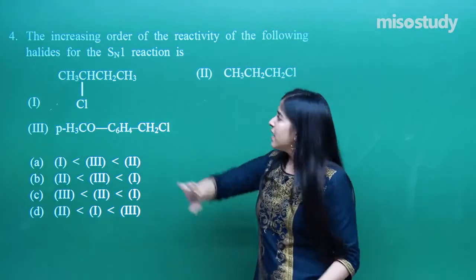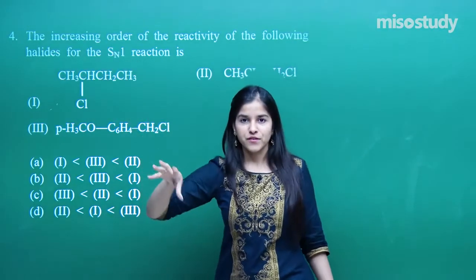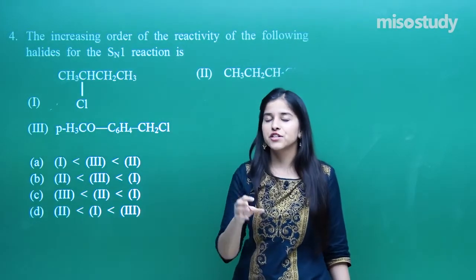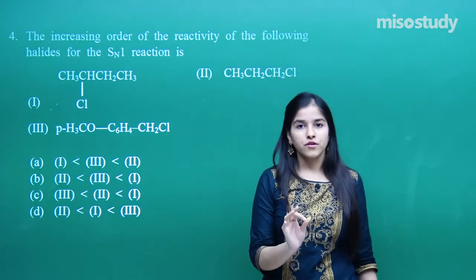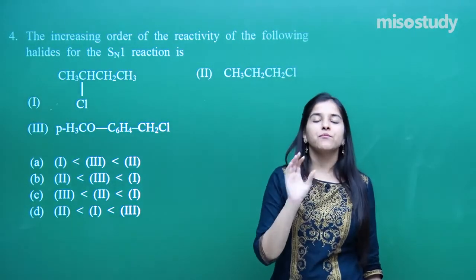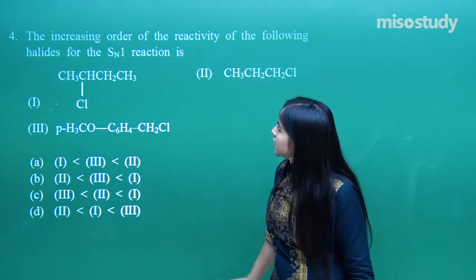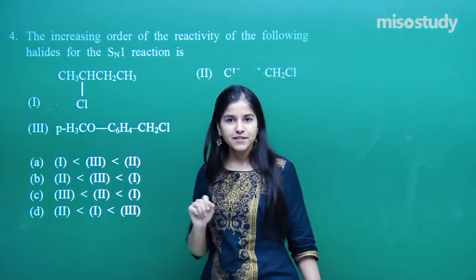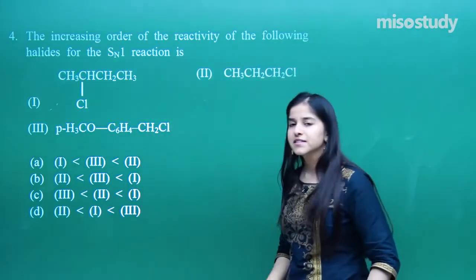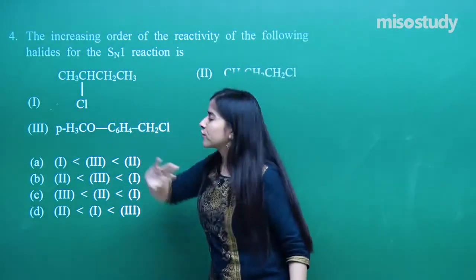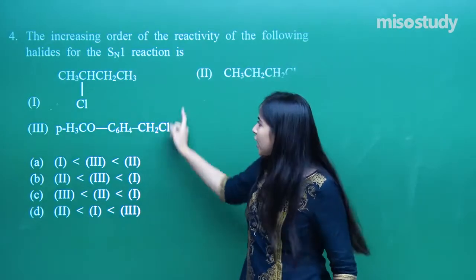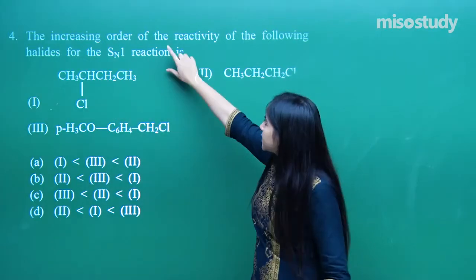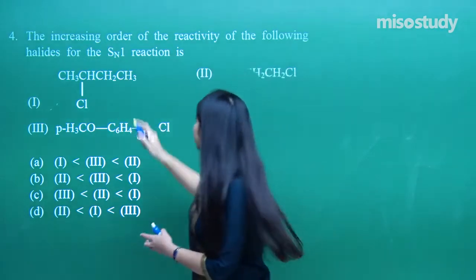What does it say? Again you can see SN1 somewhere. Mostly the nucleophilic substitutions as well as the eliminations are actually the core of this chapter. So you need to have a proper hold over these mechanisms. It says the increasing order of the reactivity of the following halides. That means they have given the halides, and I need to have the increasing order of reactivity. Which halide out of the 3 is most reactive towards SN1? Here I am talking about the SN1.